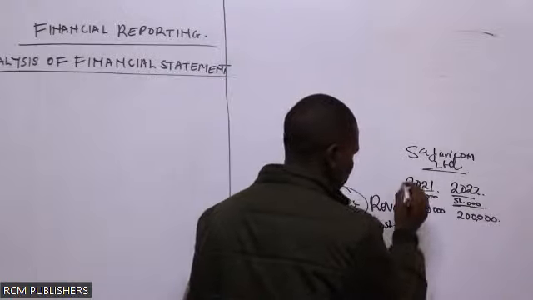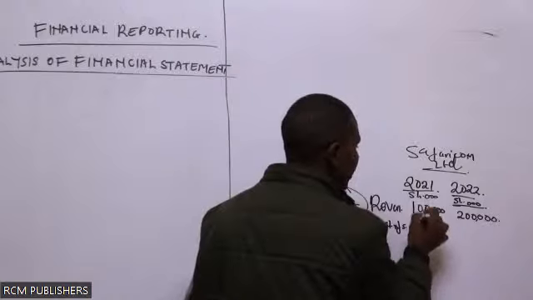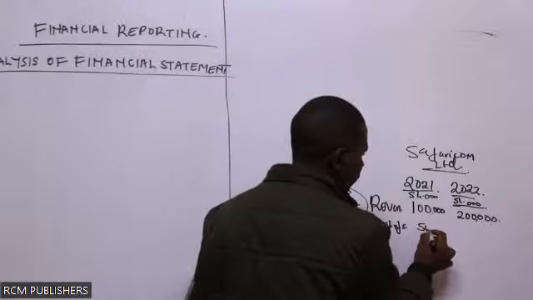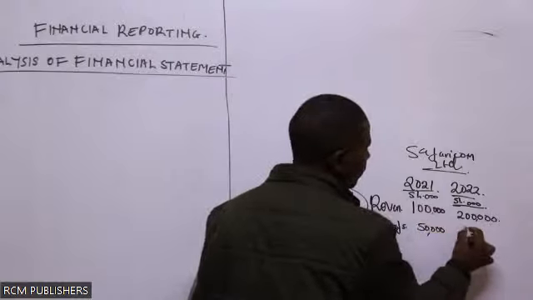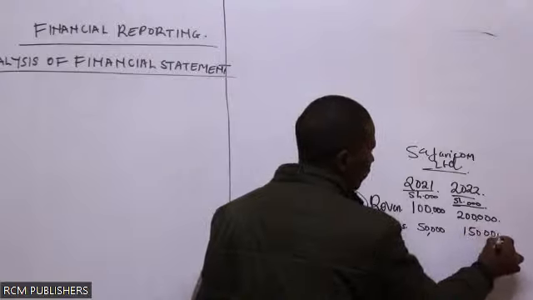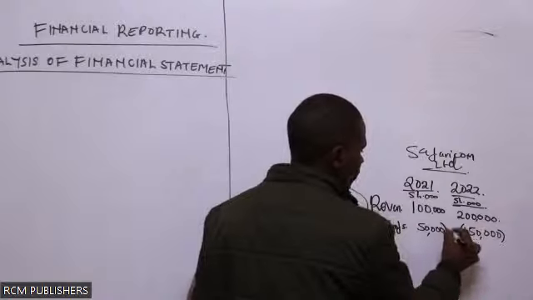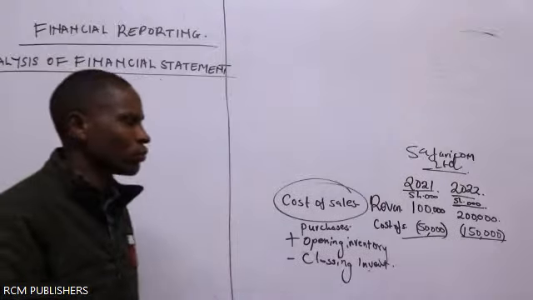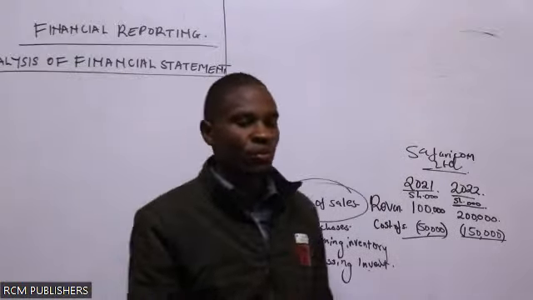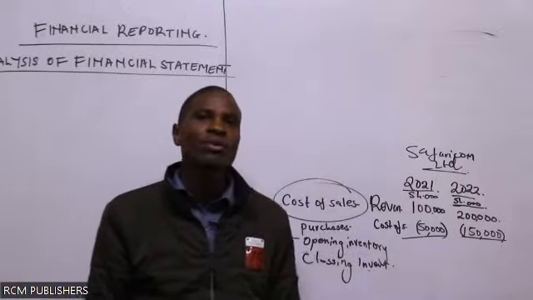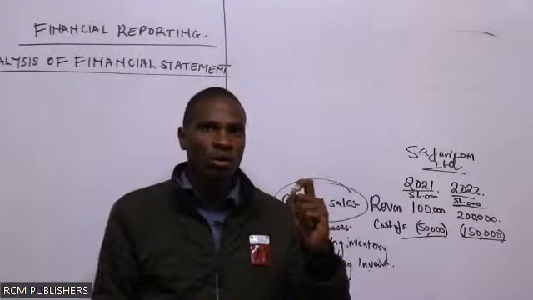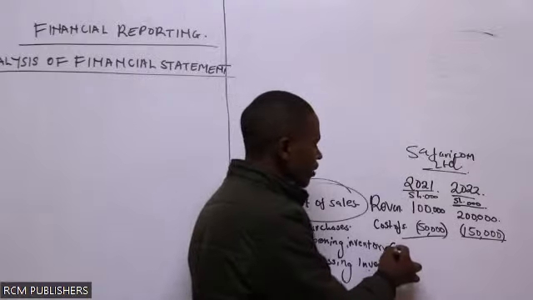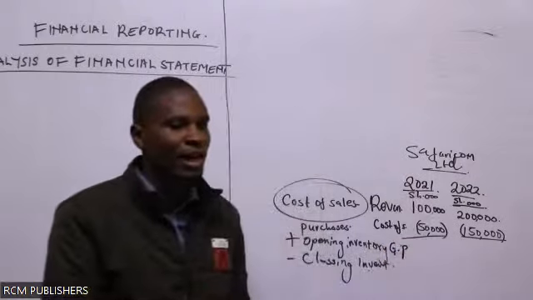Assume in this period, under 2021, we had cost of sale of let's say 50,000. And then in 2022 we had a cost of sale of 150,000. I want to show you how the cost of sale does affect our revenue or sales. For instance, in this case, what will be our gross profit? Remember, for you to get the gross profit, you have to take the sales minus cost of sale.